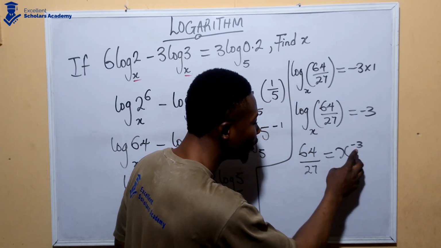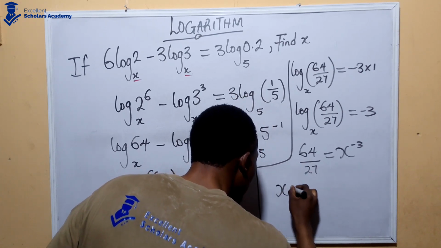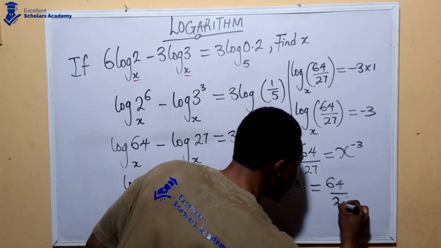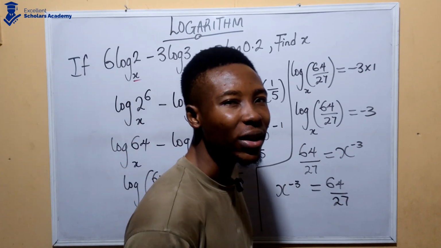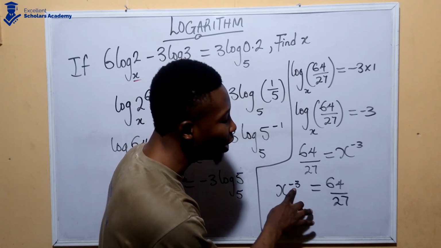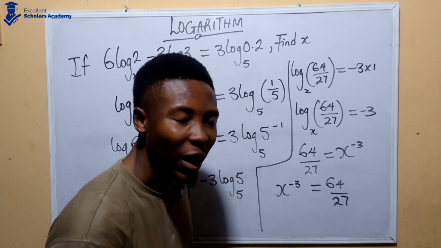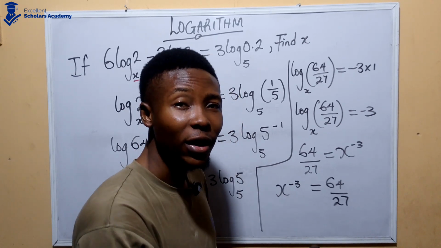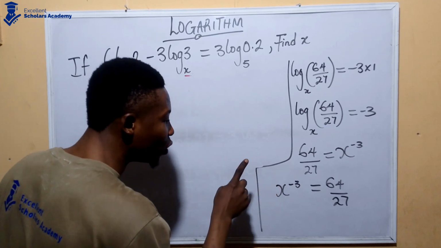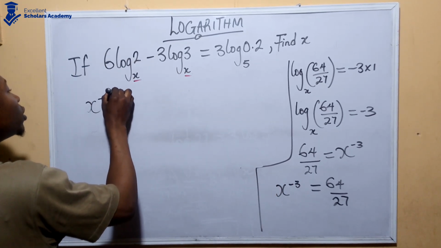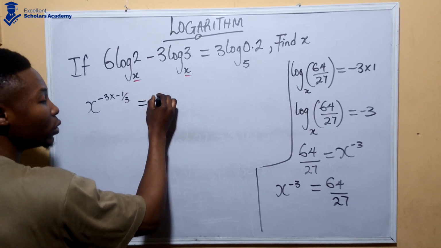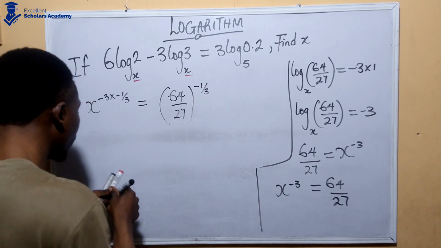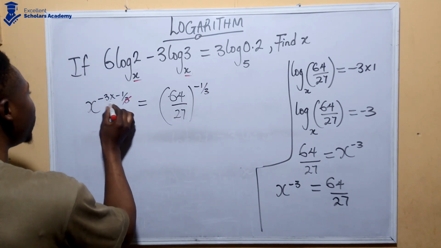Now we're going to multiply both sides. We can also write this as x to the power of minus 3 is equal to 64 over 27. So we're going to multiply the power of both sides by minus 1 over 3, because only the inverse of minus 3 is going to eliminate the minus 3 from x, and we want to find the value of x. So multiplying the power of both sides by minus 1 over 3, it becomes x to the power of minus 3 multiplied by minus 1 over 3 is equal to 64 over 27 to the power of minus 1 over 3. Of course, this eliminates this, all right?